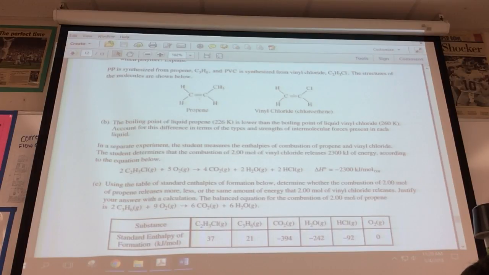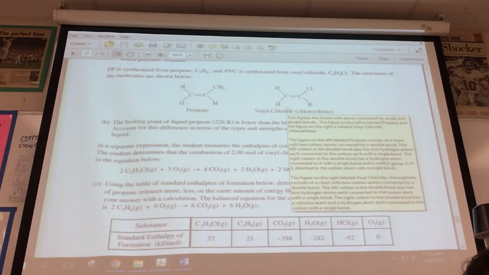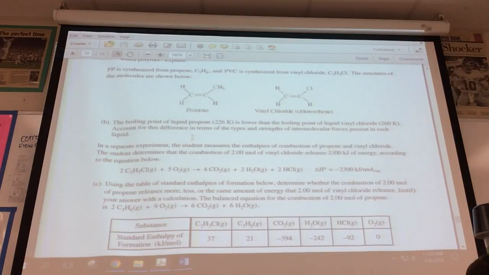The structures of the two molecules are below. And it doesn't really matter what's in the question. Just focus on what they're asking and your knowledge in terms of answering it, and you'll see it's not bad. The boiling point of liquid propene is lower than the boiling point of liquid vinyl chloride. Account for this difference in terms of the types and strengths of IMFs present in each liquid.